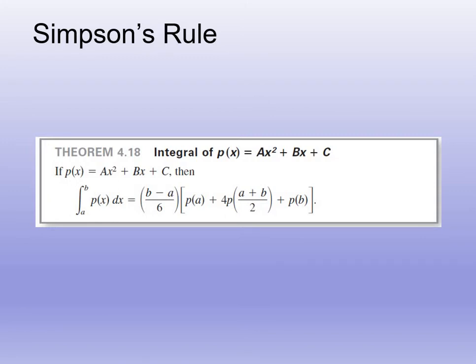So this is Theorem 4.18. If we have a polynomial in the form of ax squared plus bx plus c, we are going to integrate it as such. Notice the first term is p evaluated at a, the last term is p evaluated at b, and each increment in between is going to be a plus b divided by 2. And that's where we're going to evaluate the function. So write down Simpson's rule, and then we're going to apply it. Notice the function in between is going to be 4p.